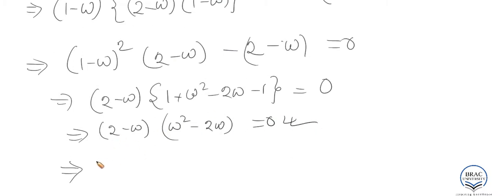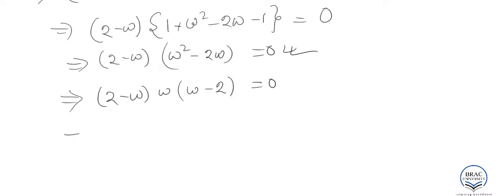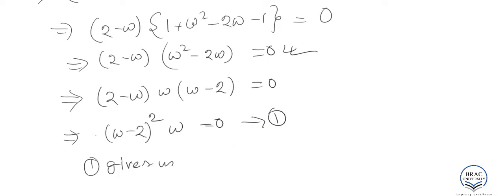And from here you can see that I have 2 minus omega, and I can factor out omega over here. This will be omega minus 2 equals to 0. But this 2 minus omega can be written as omega minus 2 by factoring out a minus 1. So factor out this minus 1 and divide both sides. The final result will be omega minus 2 whole squared times omega equals to 0. So this equation 1 gives us two options, that is omega equals to 0 and omega minus 2 whole squared equals to 0.